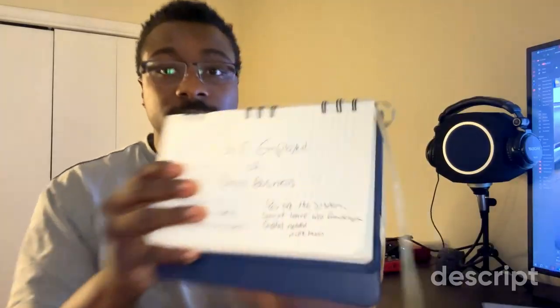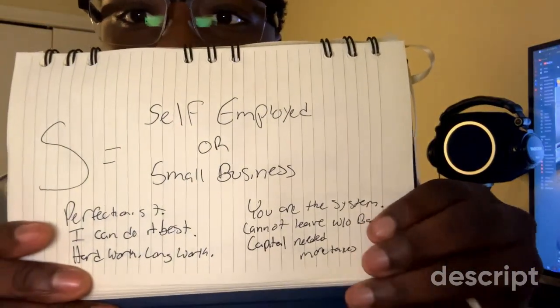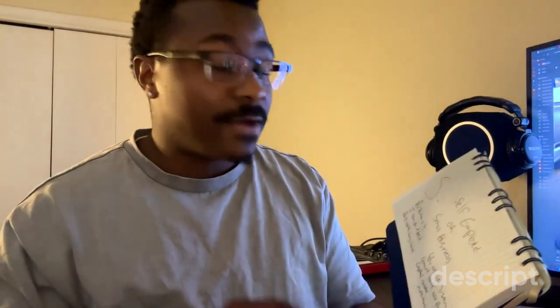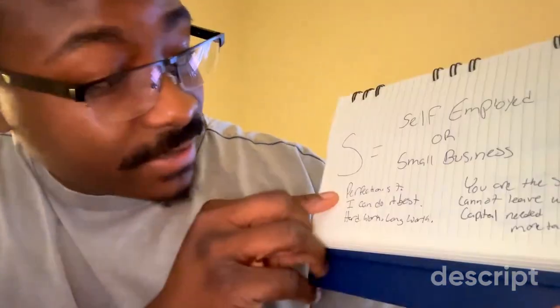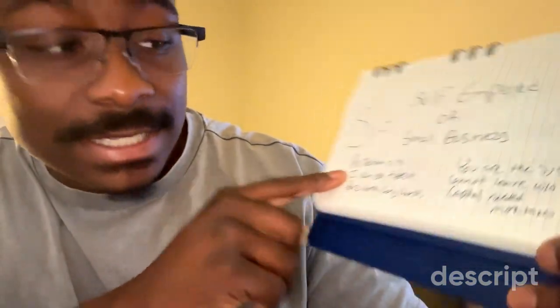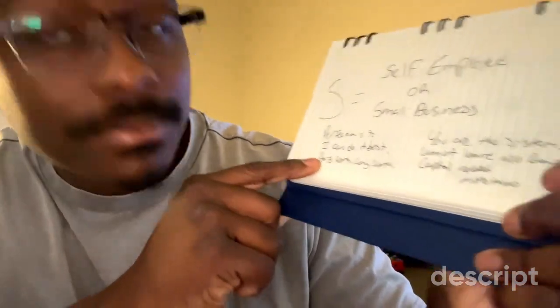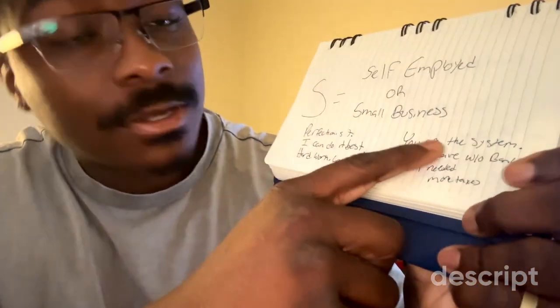Next is the S. S stands for self-employed or small business. Small business is about 50 people or less, 50 employees or less. These people are typically perfectionists. I can do it best. I can do it on my own. Hardworking, but also long work, because you are going to be the system.